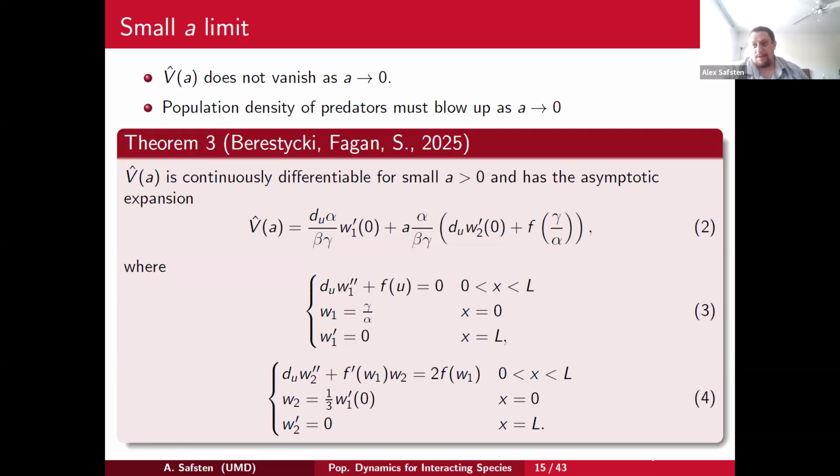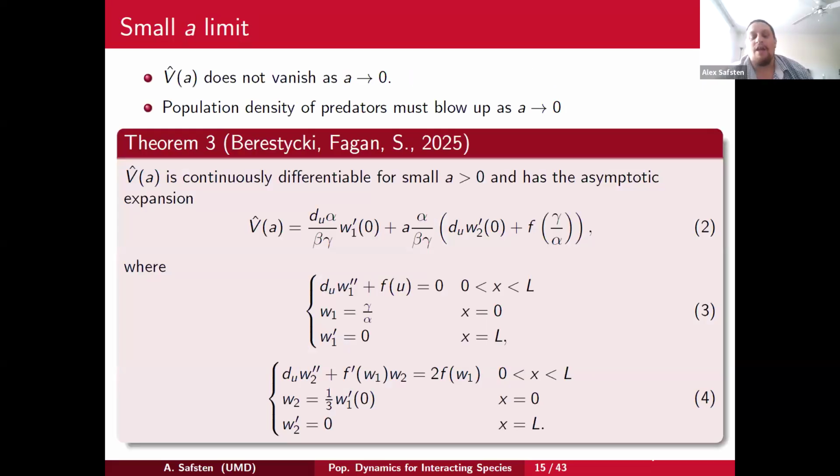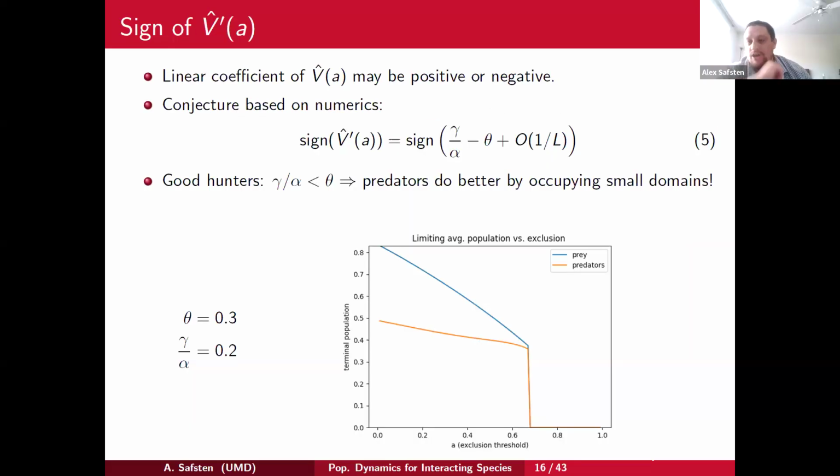Okay, so what does this all mean? Well, if you want to go through the trouble of actually solving those PDEs, you'll see that depending on the parameter values, this linear coefficient in equation 2 could be positive or negative. In fact, and we haven't proved this yet, our conjecture based on numerical experiments is that the sign of the derivative of v hat is equal to the sign of gamma over alpha minus theta. That is the death rate of predators divided by the birth rate of predators, minus the Allee threshold, plus something that gets small as the prey domain becomes big.